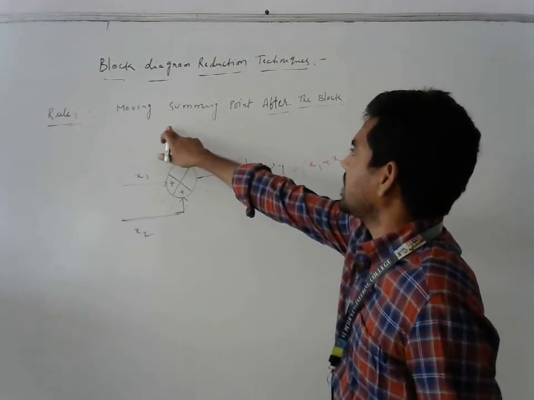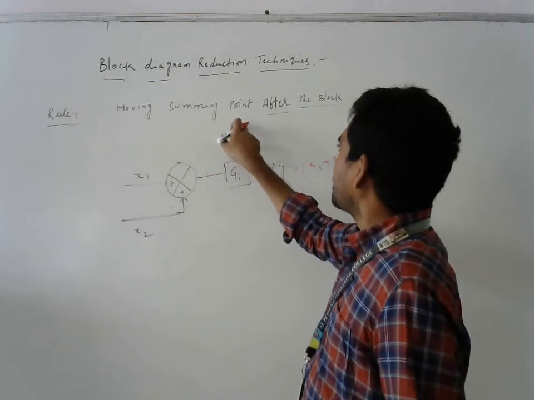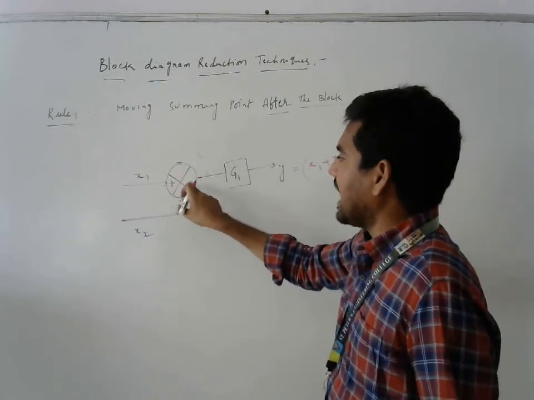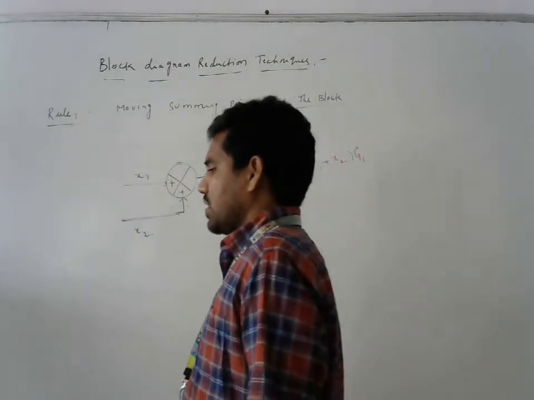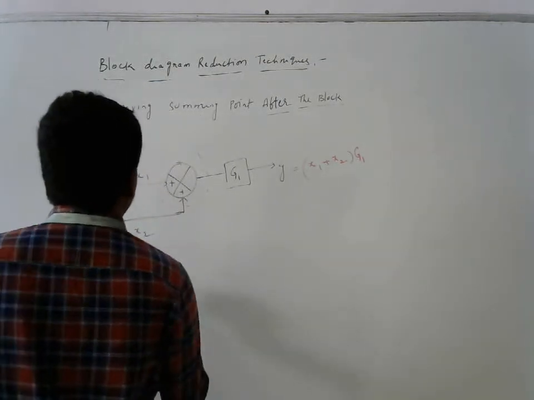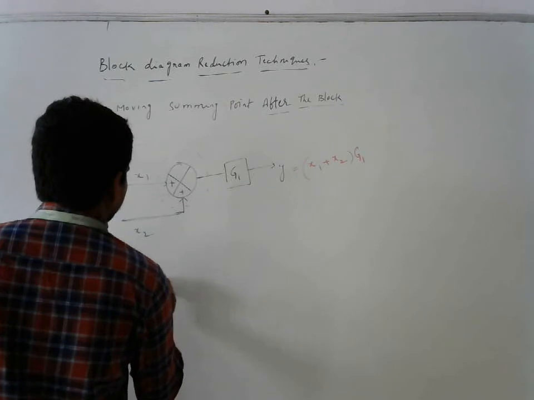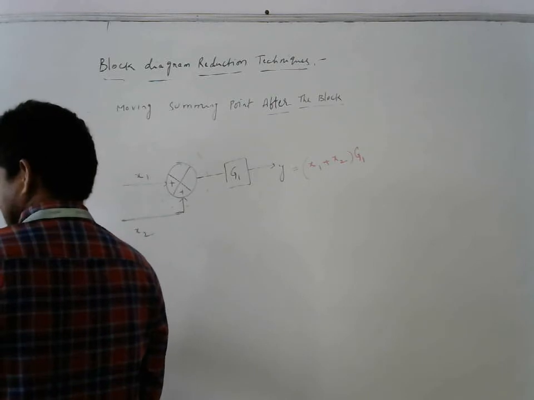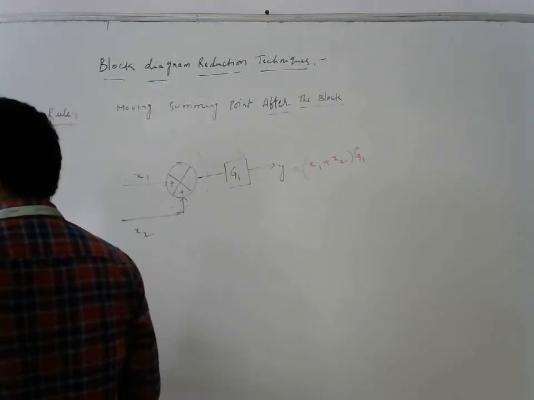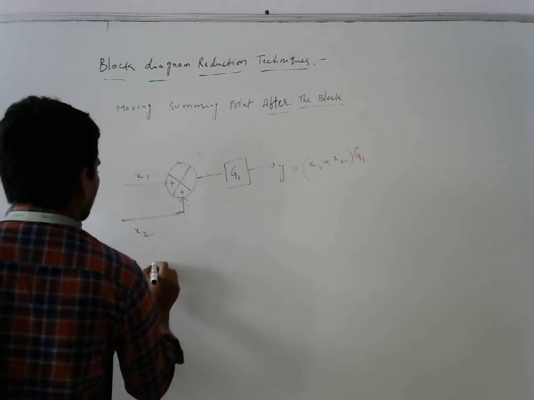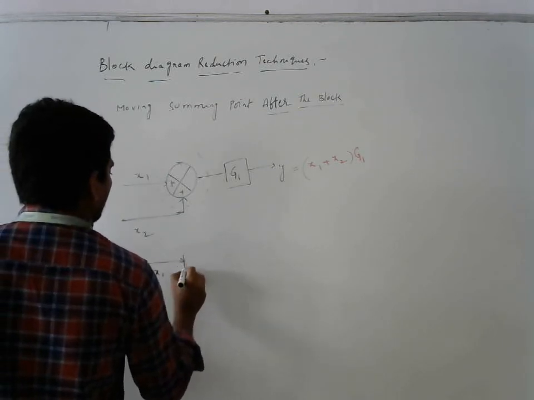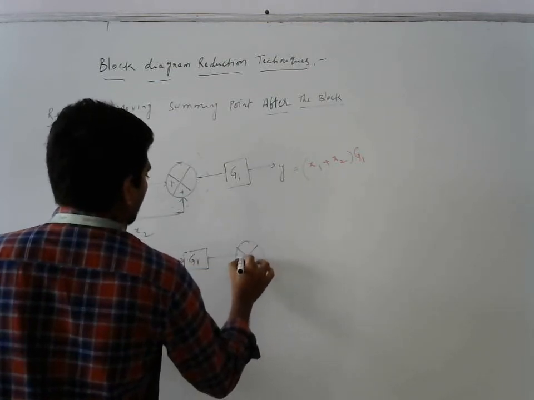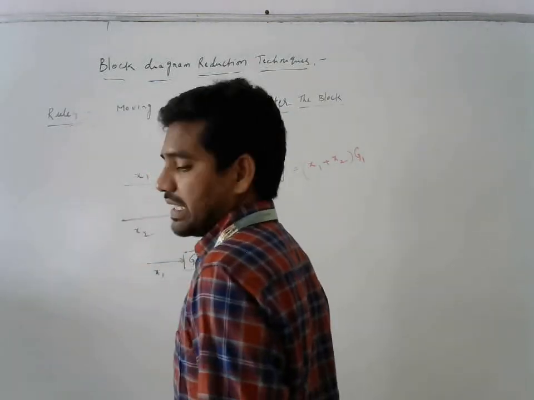Now what is rule 4? Moving the summing point after the block. Actually, this summing point is before the block. Now I am taking it after the block. How are we going to shift that? Here x1, G1. Now I am taking that summing point after the block. You just need to focus on that summing point only.